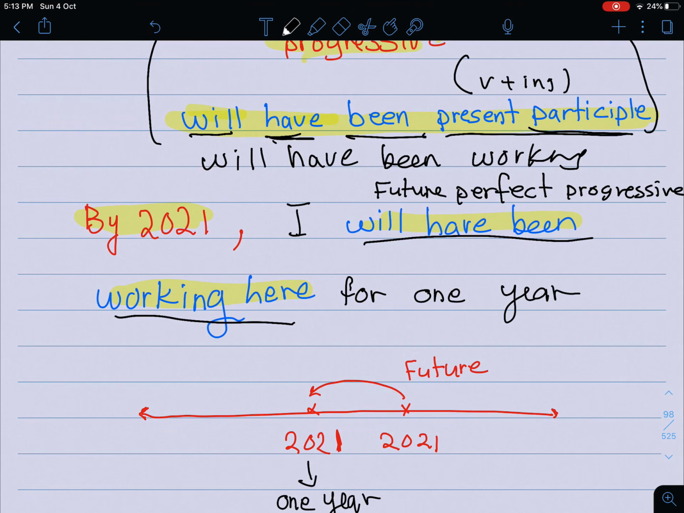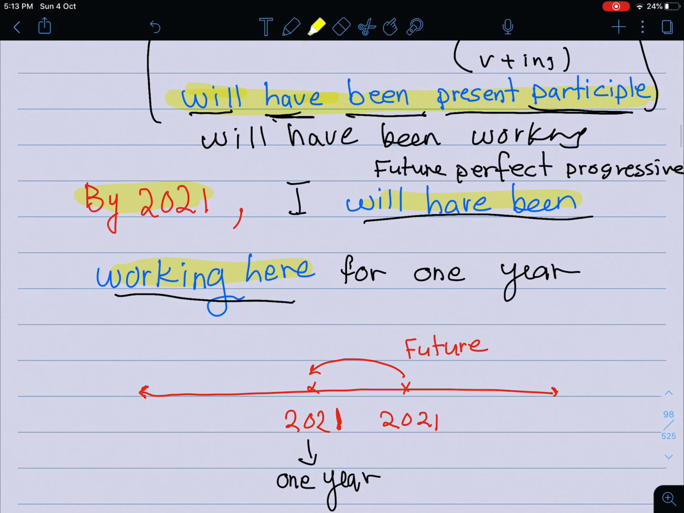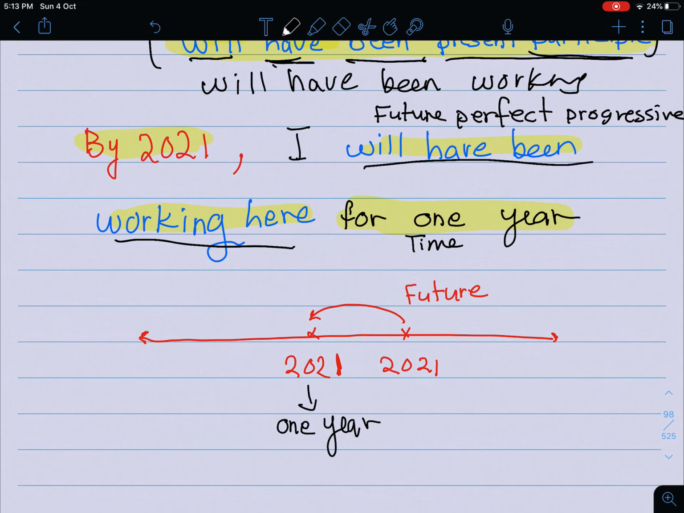Now let's take a look at what they focus on: the time. Focus on the time. Let's look here. By 2021, you know that 2021 is in the future. So by 2021, I will have been working here for 1 year.